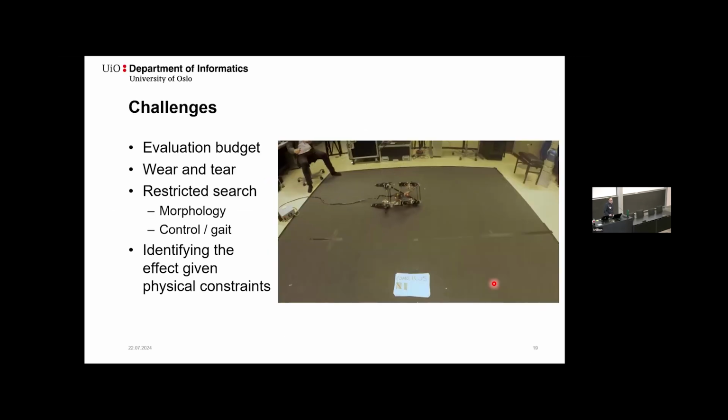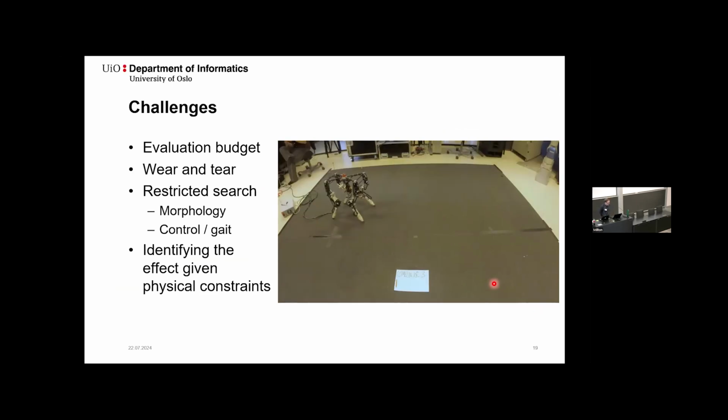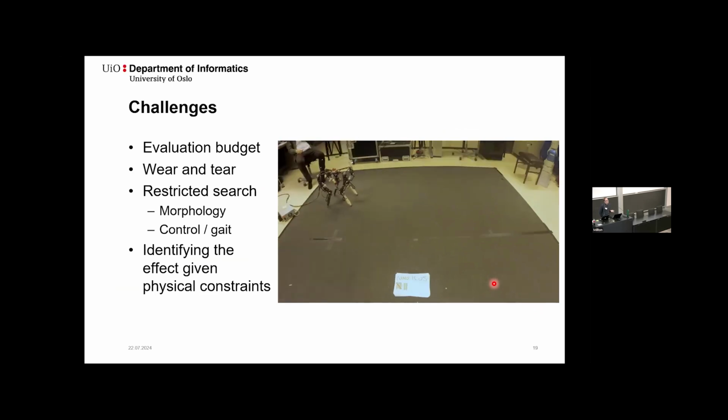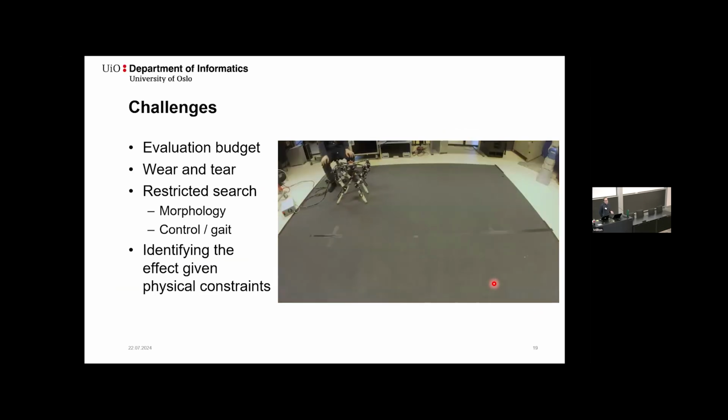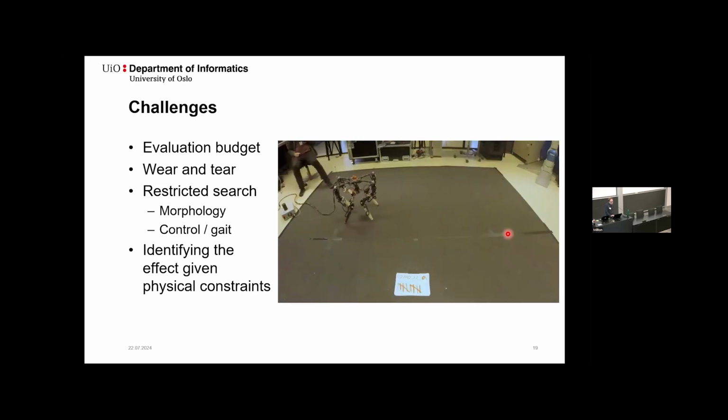But in this case, there are, of course, challenges also. So we still don't have such a big evaluation budget. We were doing evolution with some 100 evaluations, I think. Of course, there's wear and tear on the robot. Lenny was talking about all these hardware annoyances, and we had lots of those, and the robot breaks down after a while. So that's, of course, a big challenge.